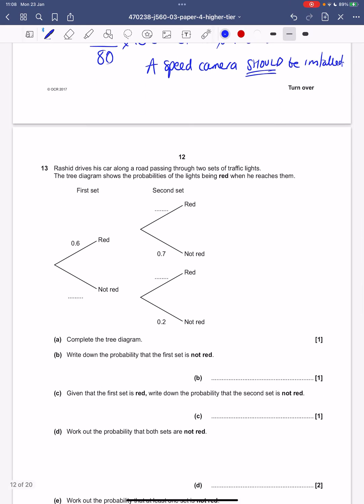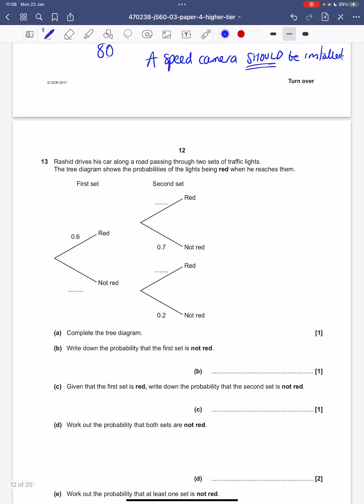Okay. Number 13. Rashid drives his car along the road passing through two sets of traffic lights. The tree diagram shows the probabilities of the lights being red when he reaches them. Complete the tree diagram. So the first set here, if it's 0.6, it's going to be red. It's going to be 0.4, and that comes from 1 minus 0.6. So this one here, 0.3, that's come from 1 minus 0.7, and this one is 0.8.